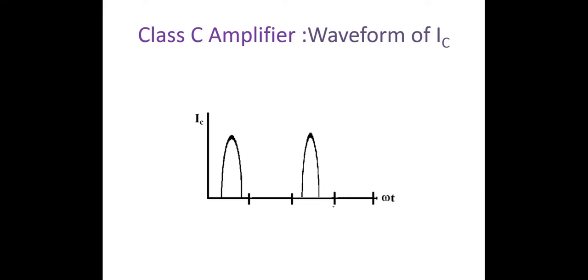So what do we mean by saying that IC is controlled by IB? By this we mean that the transistor goes into saturation mode only when IB is above a certain critical value, which normally will be given by VCC divided by beta times RC.